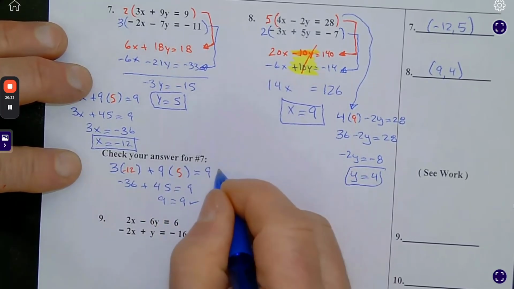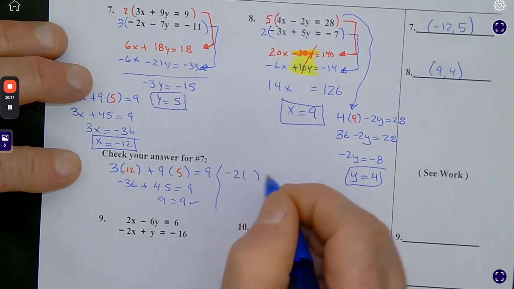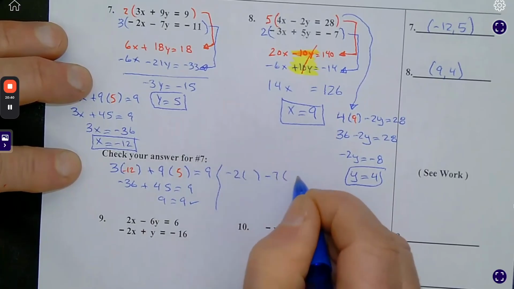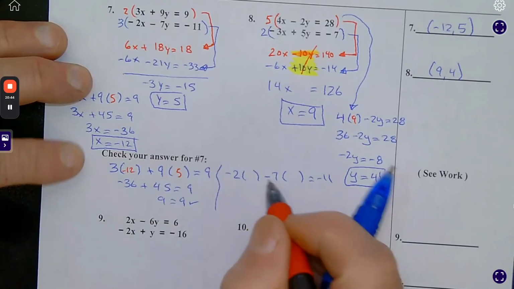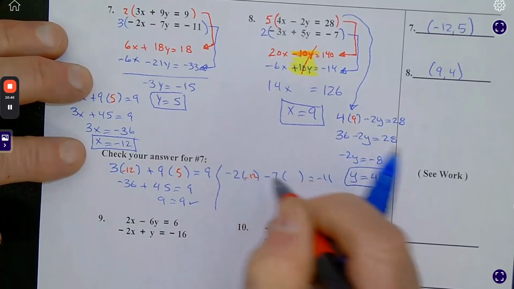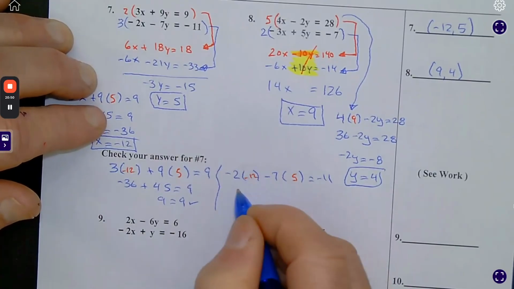Go to the other equation. So now it's -2. Open a parenthesis where there's an x. Minus 7. Open a parenthesis where there's a y. Equals -11. Substitute in -12 for your x and substitute in a 5 for your y. Multiply those together.